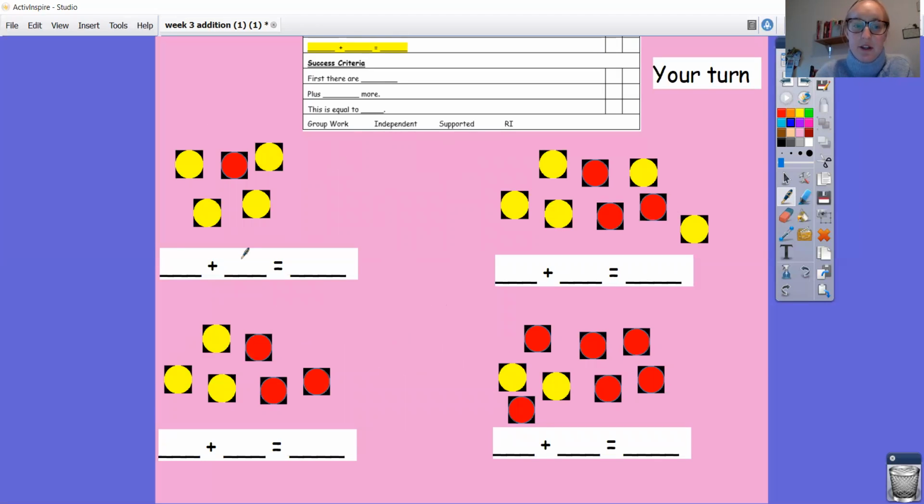Now I've got some number sentences and some representations, and I want you to look at these representations and write the number sentence underneath. Okay, I'll help you with the first one and then I want you to get going. So let's check first. First, the red part is 1 plus how many more yellow, and what is that equal to? So I'm going to give you some time now to have a go at answering these and writing them down. If you need to pause the video, just pause it here, okay? And then you can have a go at doing these activities.